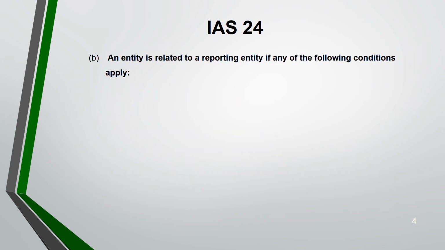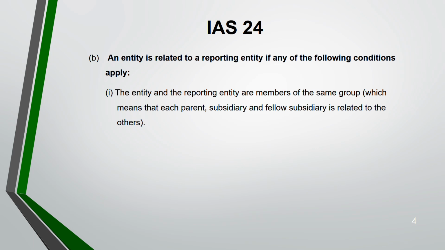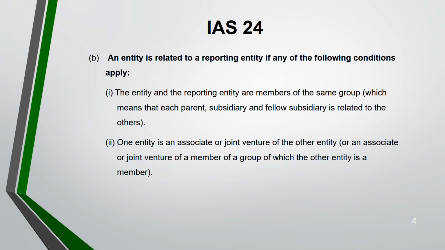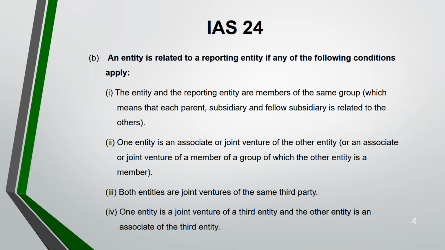Next category, the B. This is when an entity is related to a reporting entity, if any of the following conditions apply. First, entity and the reporting entity, they both are the members of the same group, which means parent, subsidiary, and their subsidiary are related to each other. One entity is an associate or joint venture of another entity, or an associate and joint venture of a member of a group of which the entity is a member. Both entities are joint ventures of the same third party. One entity is a joint venture of a third entity and the other entity is an associate of the third entity. So that joint venture and that associate are related because they are both member of that third entity.